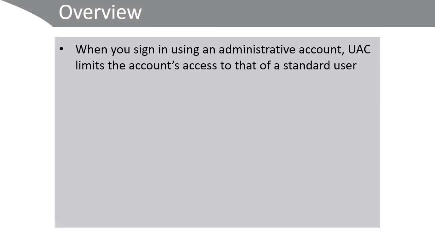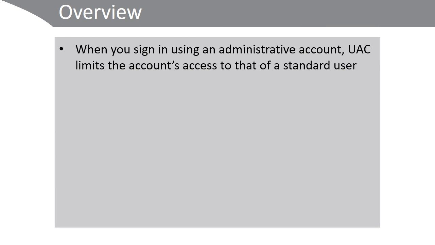When you sign in using an administrative account, User Account Control, or UAC, limits that account's access to that of a standard user. This helps protect the computer. In earlier versions of Windows, and with earlier apps running on earlier versions of Windows, when you signed in as an administrator, you had full access to everything. This allowed malicious persons with malicious software to exploit security weaknesses.